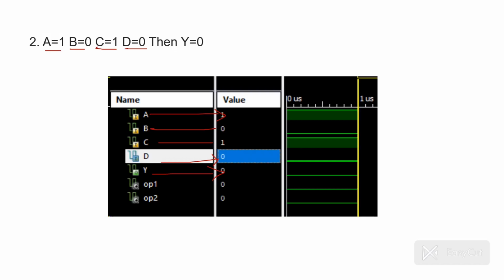Here also the C value is 1, the D value is 0. Both the inputs going to the OR gate are 0. So the output for Y will be 0. The A input is 1, the B input is 0, the C input is 1, the D input is 0, and the Y output is 0. Okay, so here you can notice the output. A solid line indicates 1, and a normal line indicates 0. Okay, so this is all about the second question.